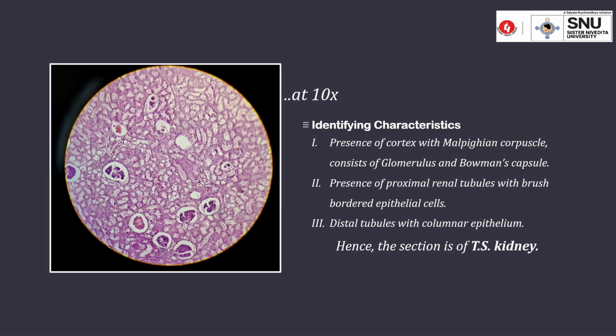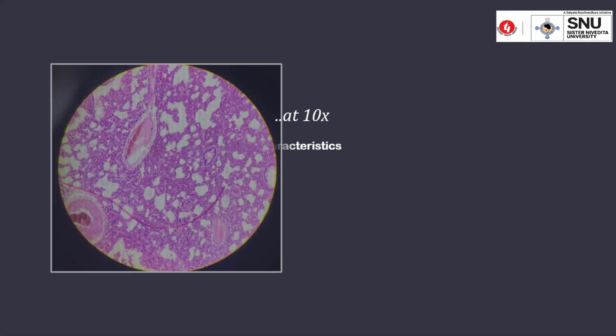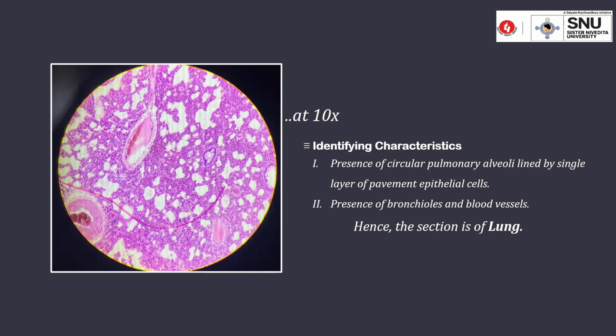Now we shift our focus to the respiratory system. First, let's see the lung. It is being observed under 10x magnification. The identifying features of this slide include the presence of circular pulmonary alveoli lined by a single layer of pavement epithelial cells along with visible bronchioles and blood vessels. Therefore, the specimen is identified as lung.